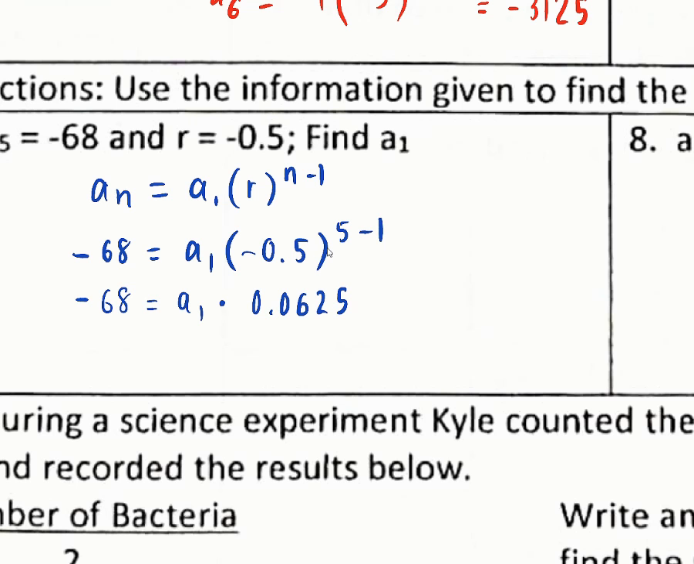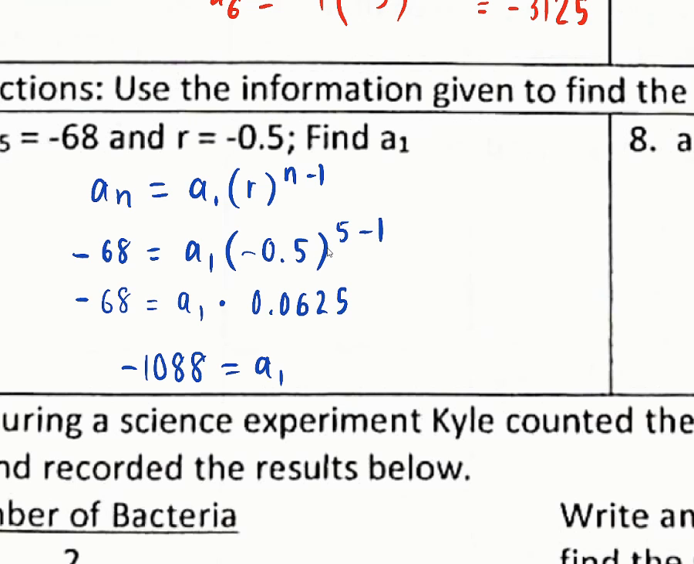Now here's the question. If that's being multiplied by a sub 1 right now, how do I get a sub 1 alone? You divide. What's negative 68 divided by 0.0625? That will be my answer for a sub 1. So a sub 1, what they wanted me to find, is negative 1088.